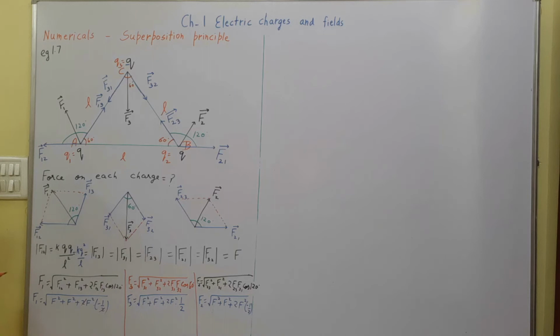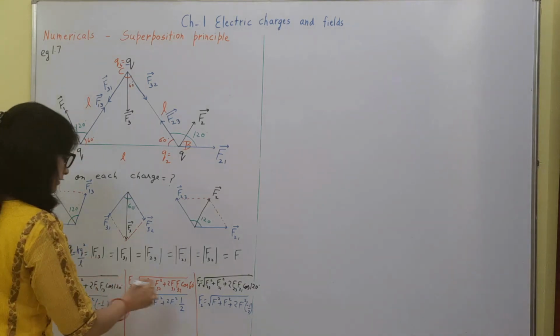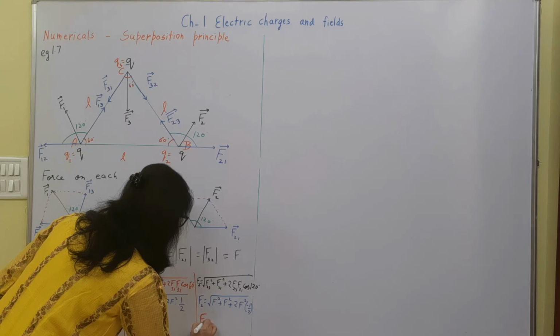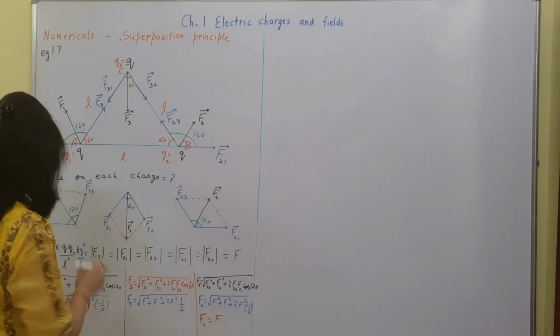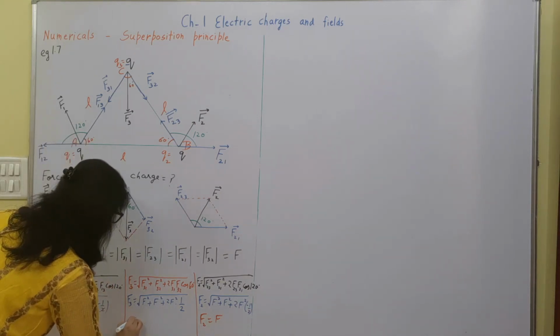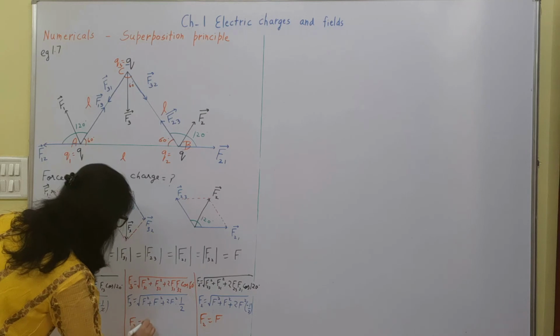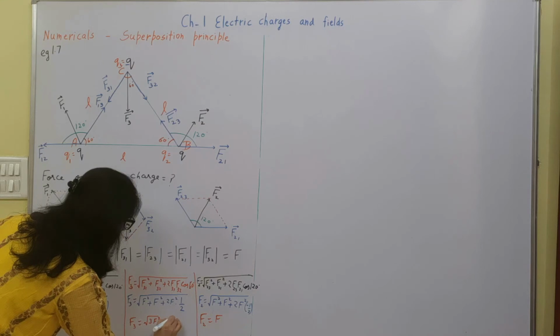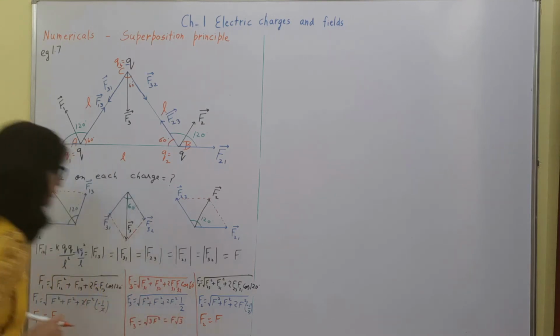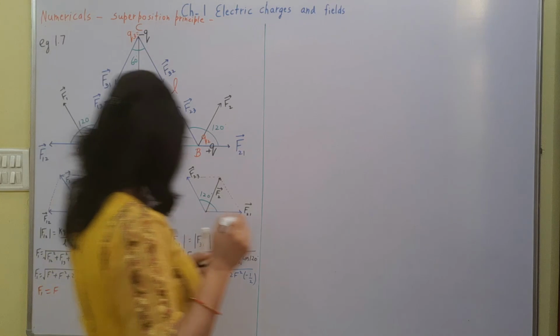So this will be cancelled. This will be minus F square and F square cancelled. So this makes it F. F square minus F square, and this makes it F. And F2 will also be F. And F3 will be under root of 3F square, or you can say F root 3. We can write these values.